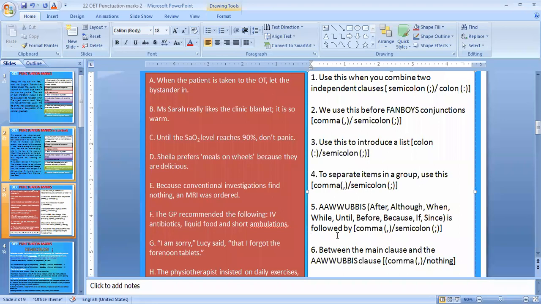Because conventional investigations find nothing, and MRI was ordered. Yes, number 5. What is that? Number 5, which one? Avobis. Because, yeah, because. Correct. Very good. Number F. Read number F.